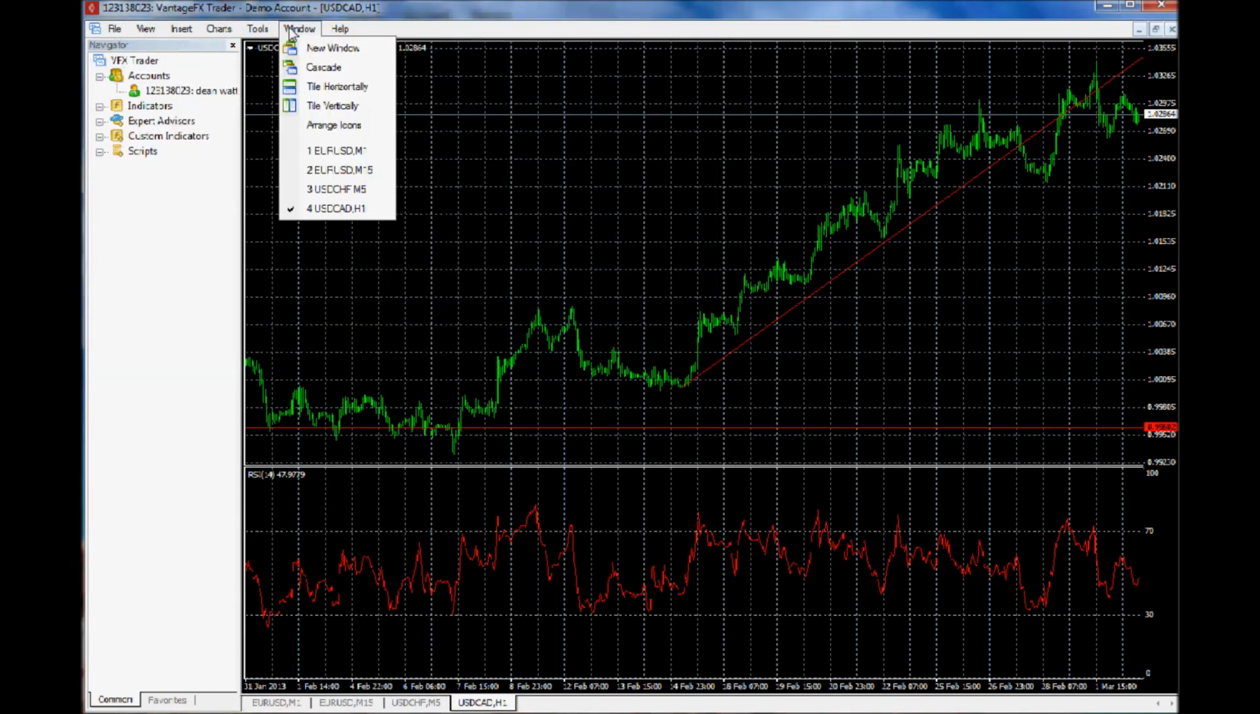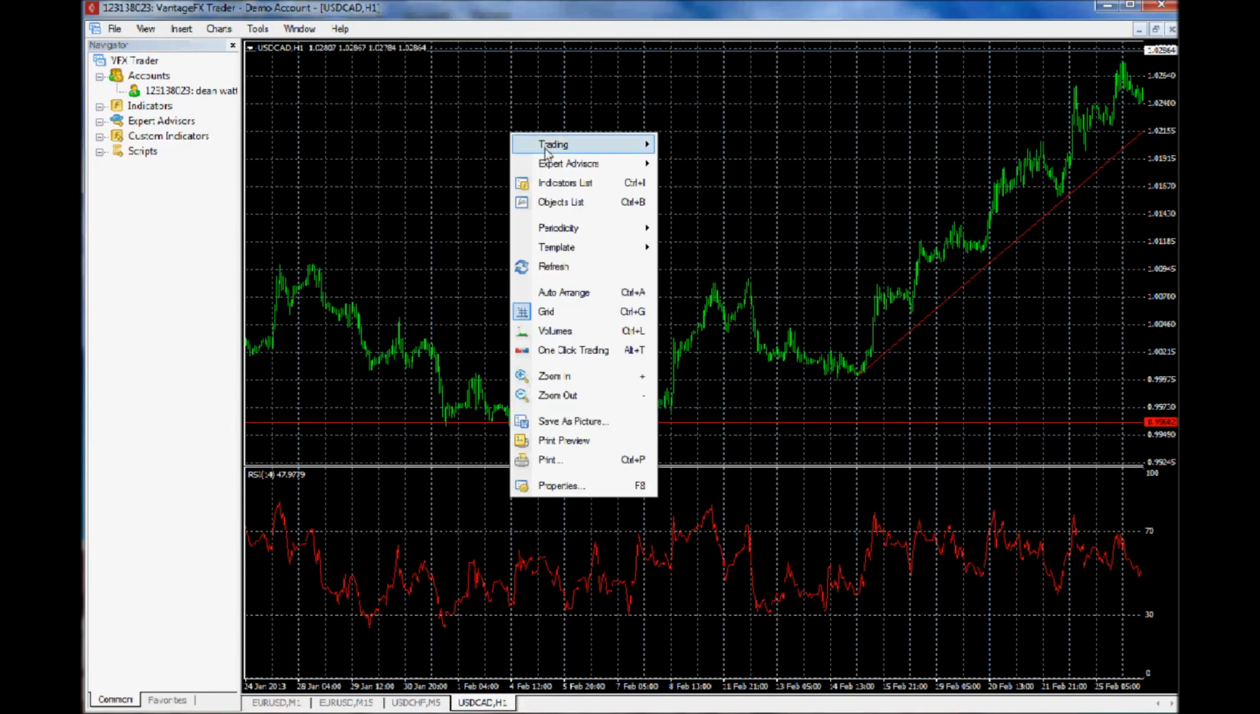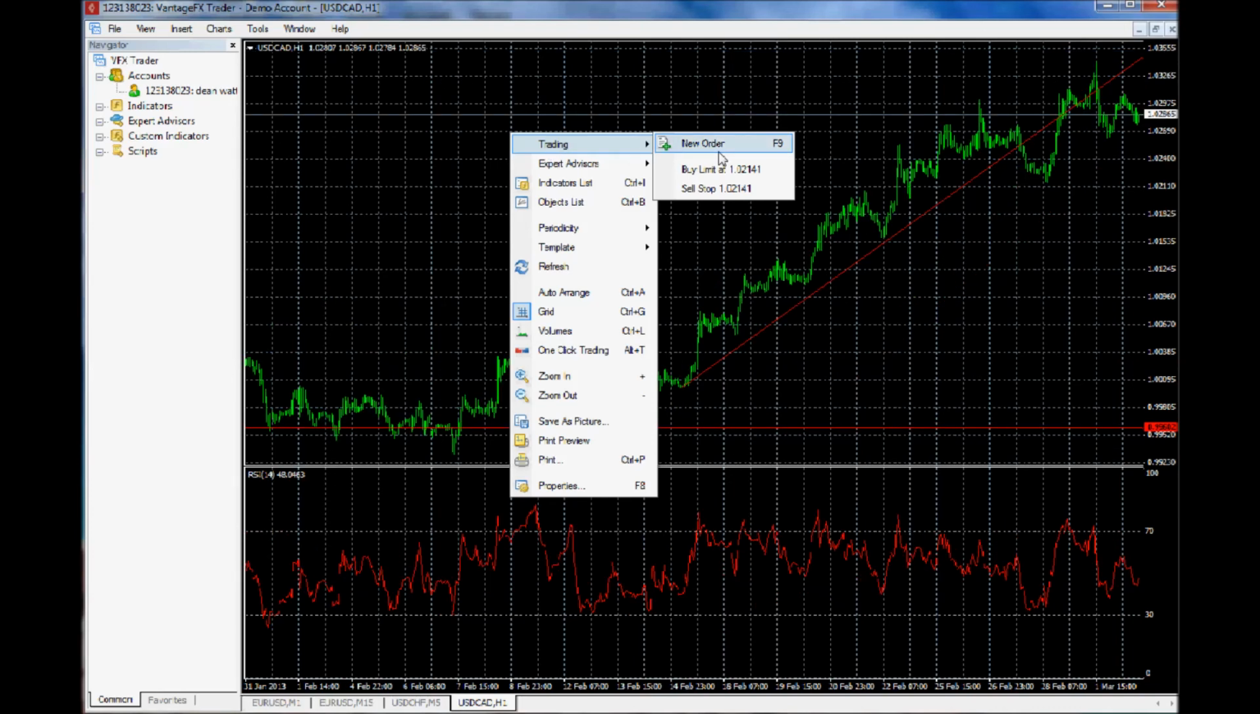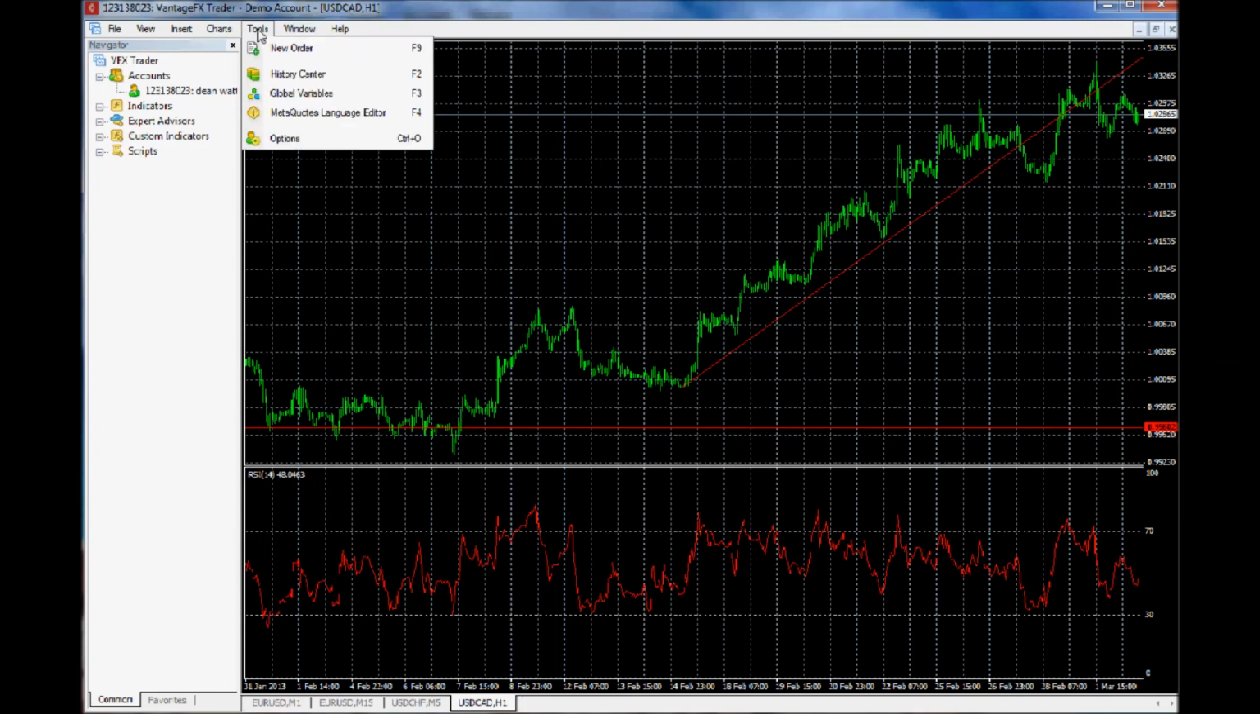Now that was here on the tools section. You can also do it by just right clicking on your mouse, and you get a trading new order there. So that's just a different way of doing it. Other things on here, you've got the history center. Now history center is more if you're going to be using trading robots. Then there's the MetaQuotes Language Editor. Now that is where, if you want to create a program for the MetaTrader 4, you would use that to do so.